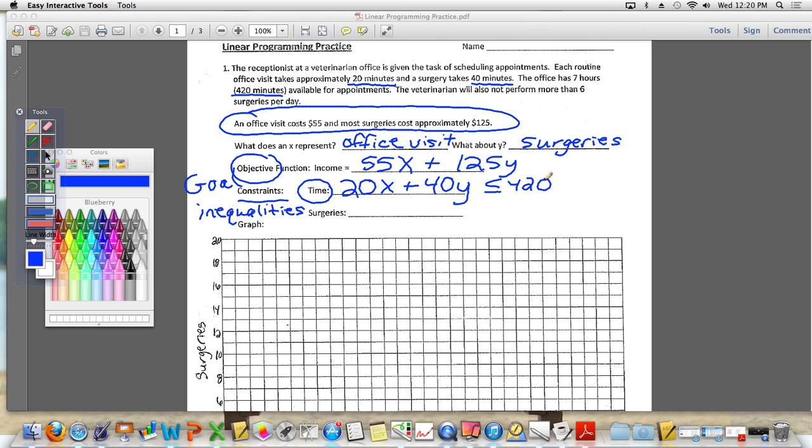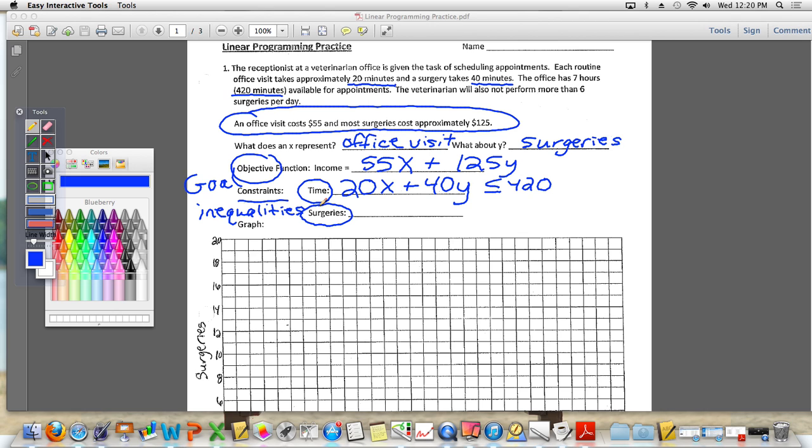But we have another constraint we need to write, and that constraint is about surgeries only. So surgeries, read it. What does it say about surgeries? It gives you one little piece of information. No more than 6. Does that have anything to do with an office visit? No, it's called a surgery. It has nothing to do with an office visit. We cannot perform more than 6 surgeries in a day.